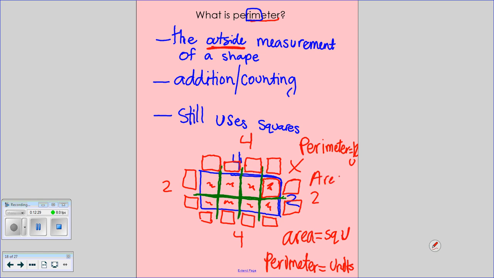So are area and perimeter the same thing? No. Not even close. They're related. They're kind of like cousins. But they're not the same thing.